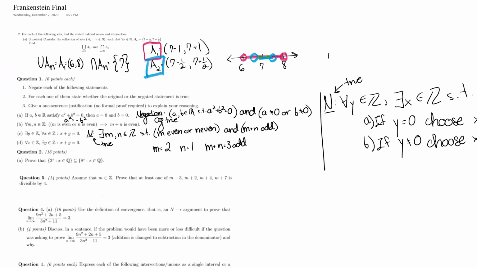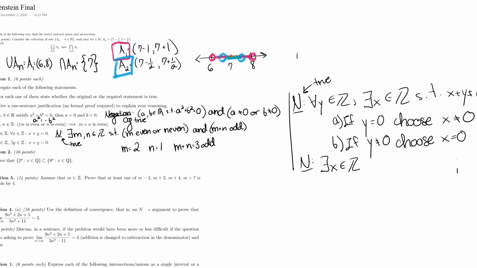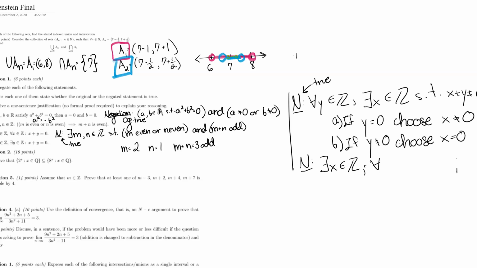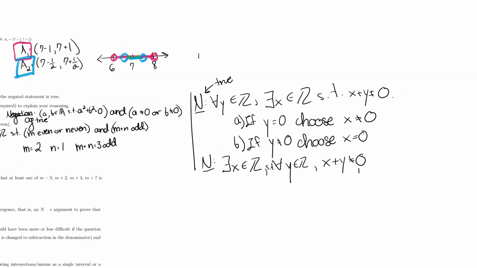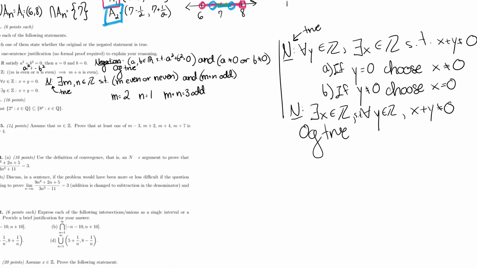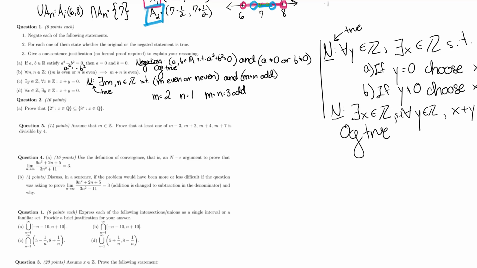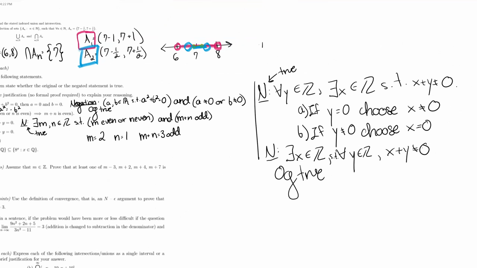Alright, lastly, the negation. What do we have here? Oh, sorry, I lost my spot. Okay. Exists an x in the integers such that for all y in the integers. No, this one's false for sure. So OG true. Wait, is this the same? Oh, wait. Yeah, so it's almost the negation of this one.